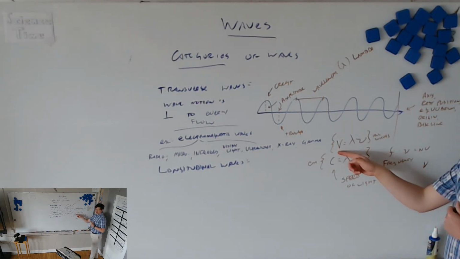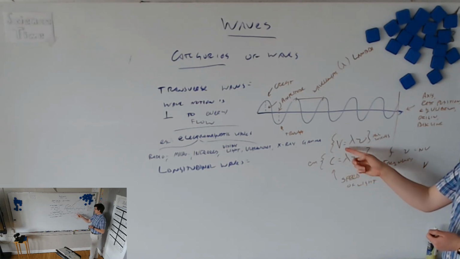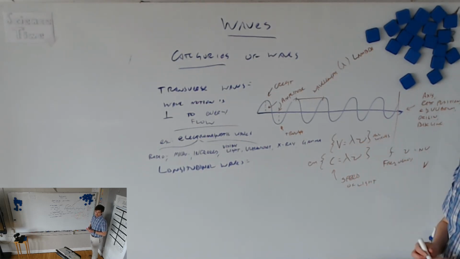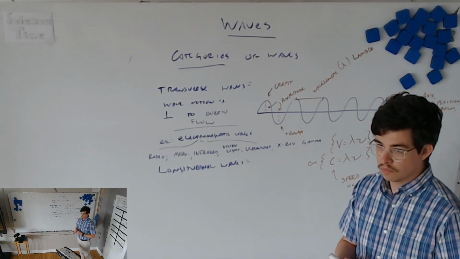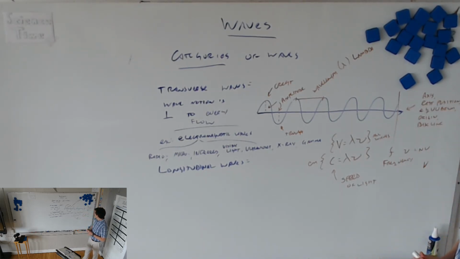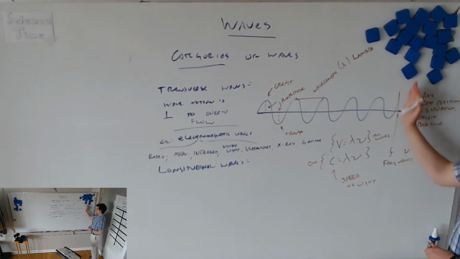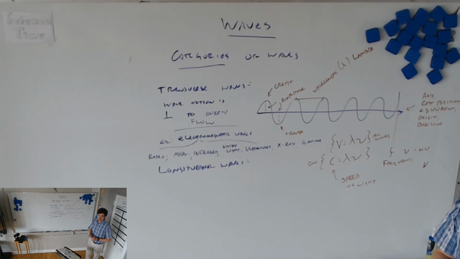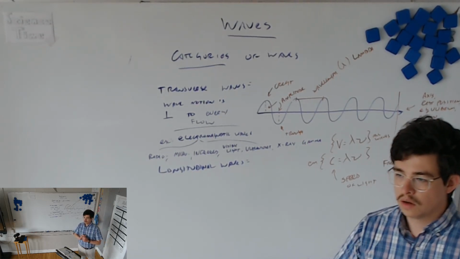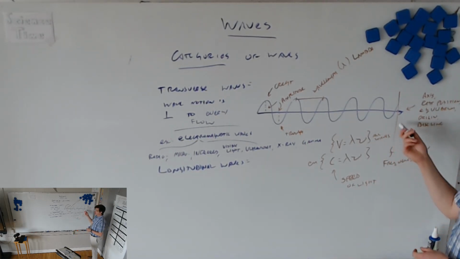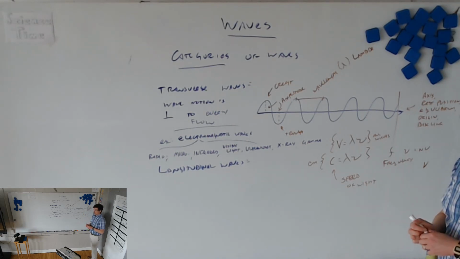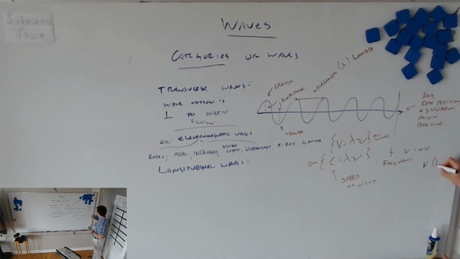Wave speed, v, or wave velocity, v, equals wavelength times frequency. I drew the frequency over here because, well, how do we define frequency? The number of oscillations per unit of time. And we measure that in hertz, which is equal to 1 over second.